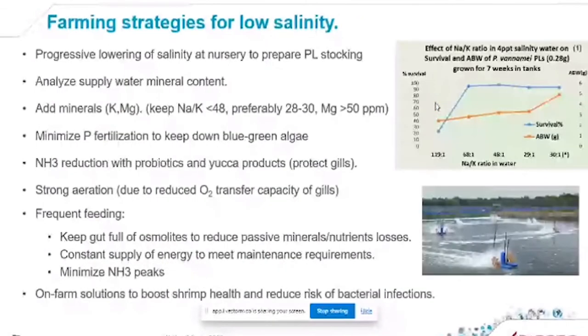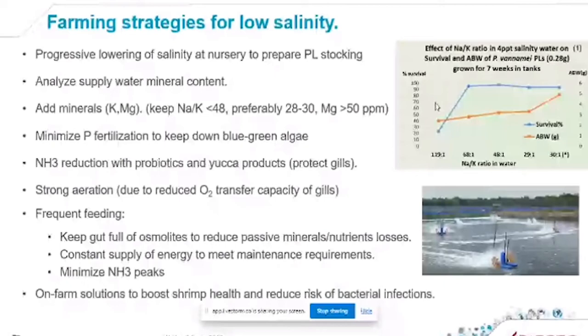So what can the farmer do when they farm shrimp at low salinity? One thing is to progressively adapt PLs when stocking them at lower salinity, by reducing salinity from the nursery so that it gets close to the grow-out ponds. It's very important also to analyze the mineral content of the supply water. Typically, you will find that in low salinity water, you need to add minerals like potassium or magnesium, which will be deficient in the water.